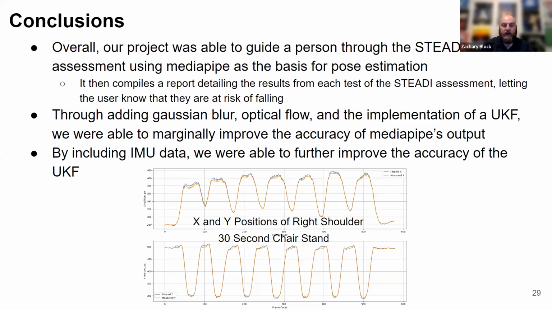We were then able to compile a report of the results and notify the user if they were at risk of falling. Through methods such as Gaussian blur, optical flow, and unscented Kalman filtering, we were able to improve the accuracy of Mediapipe's output. Finally, by including IMU data, we were able to further improve Mediapipe's accuracy to visible levels.